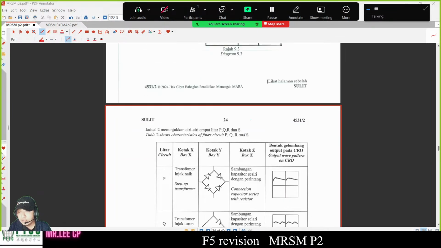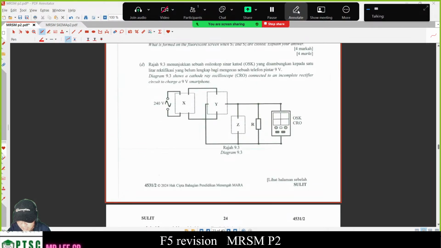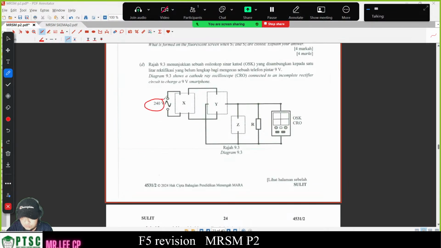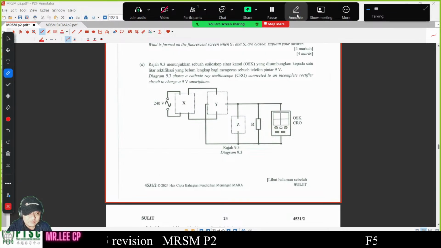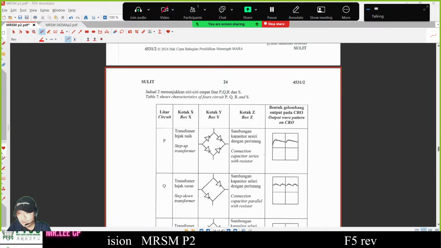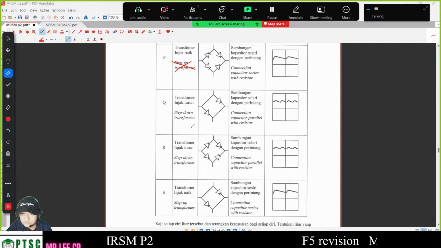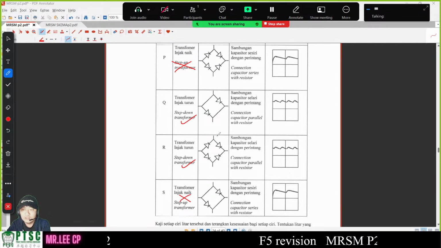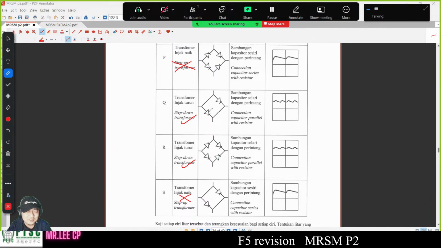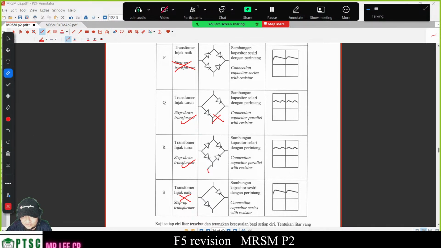Okay. Now, 240 volt to 9 volt, right? This one is 240 volt input and the output is 9 volt. So it is a step down transformer. Now we are very sure it is not a step up. No chance, right? So you know it is impossible to be just 2 diodes. It has to be 4 diodes.